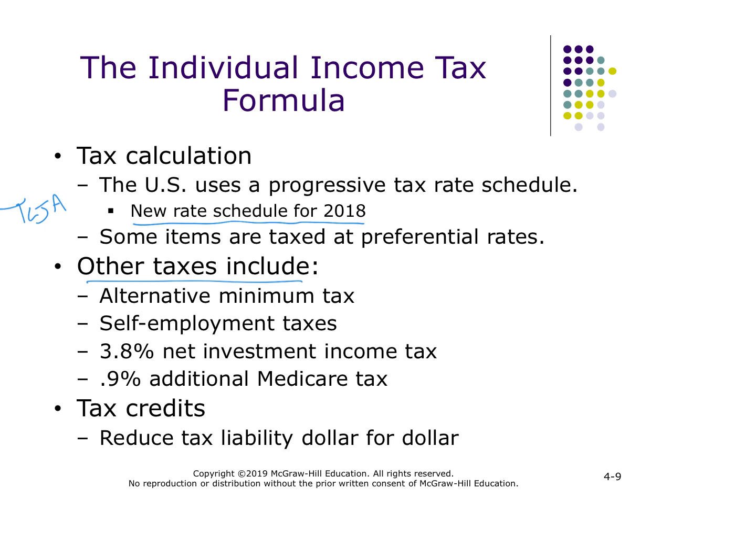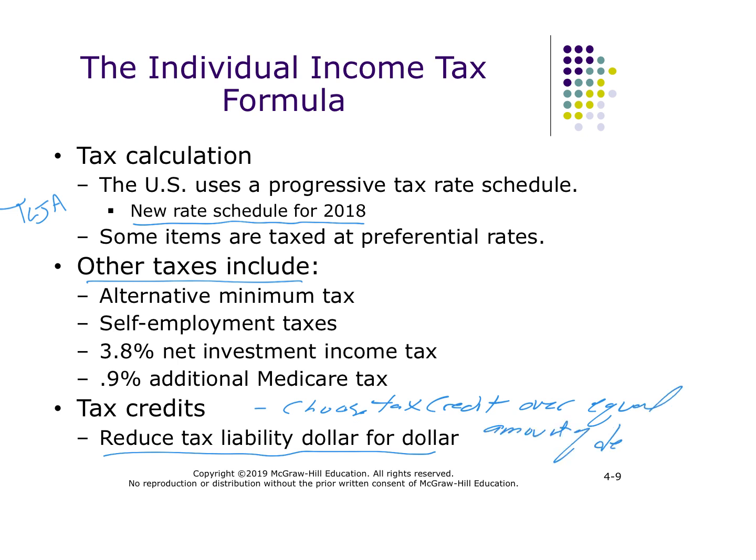And then you have tax credits. Well, what's cool about tax credits? Tax credits are awesome because they reduce your tax liability dollar for dollar, okay? So if you were to be offered $100 of a tax credit or a $100 tax deduction, what should you choose? You should absolutely choose a tax credit. So choose tax credit over an equal amount of deduction, okay?